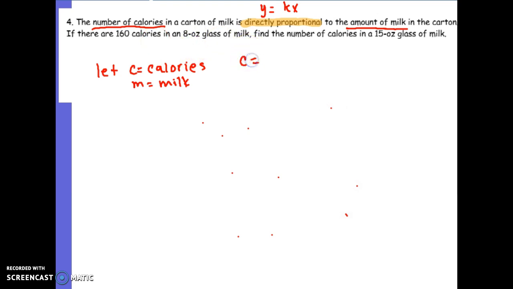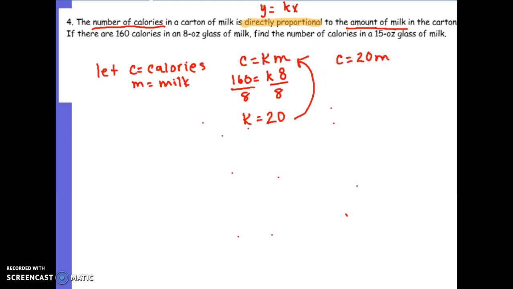C, the calories, is equal to k times M. We know there's 160 calories, so C is 160. We don't know our k, and our milk is 8 ounces. If we divide both sides by 8, we get k equal to 20. So our constant is 20, and calories equal 20 times however many ounces of milk. The second part says find the number of calories in a 15-ounce glass of milk. We plug in 15 for M, and calories is going to be equal to 300 calories.